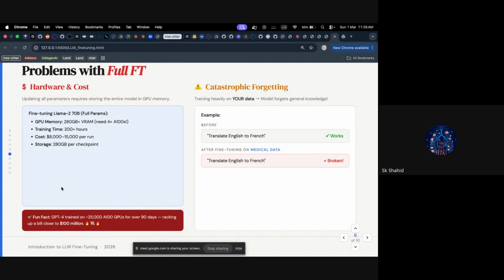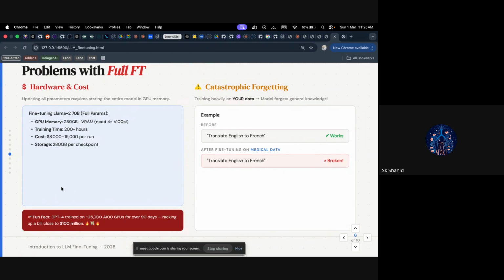So now we really understand that full fine tuning is something very huge, right? There are two problems that we really see in full fine tuning. The first problem, let's do it for the catastrophic forgetting. Here we see that it's kind of a total reset to the brain.